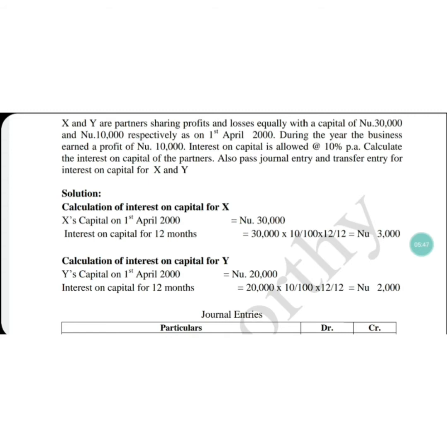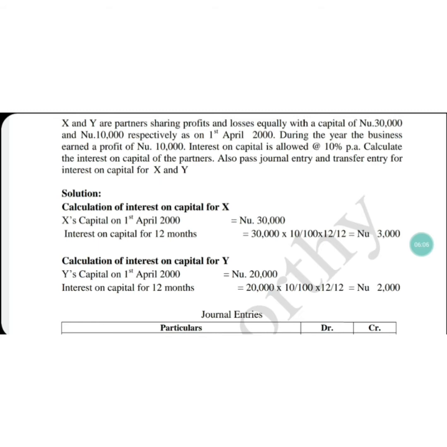So interest on capital for 12 months. Then from 30,000 times rate 10 divided by 100, or 10%, times 12 divided by 12. That is, the business has used this capital for a period of 12 months. 12 divided by 12.